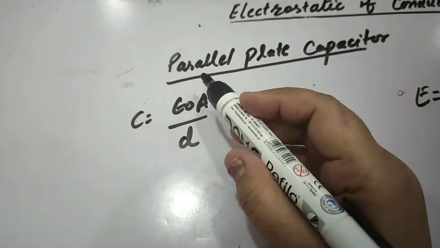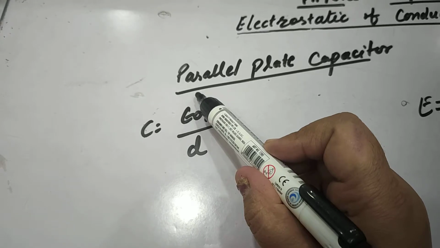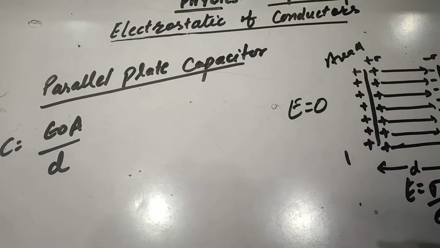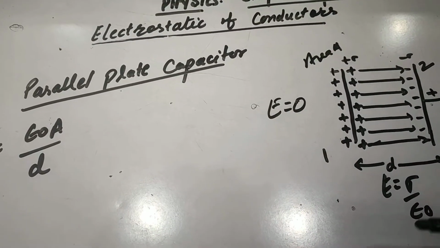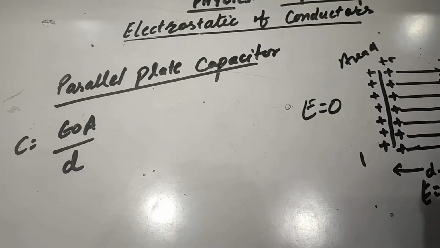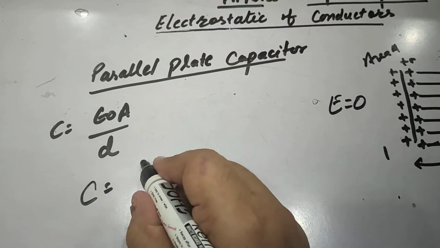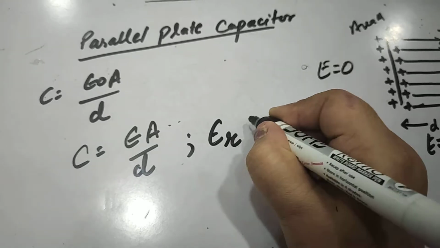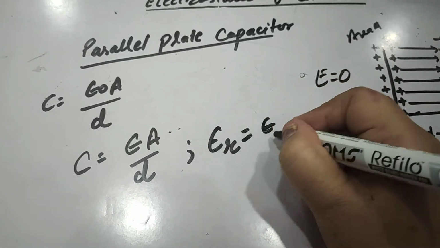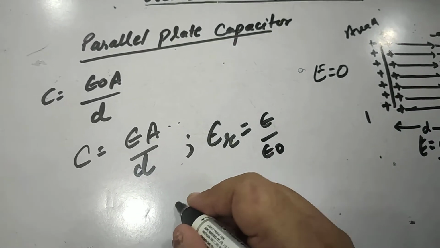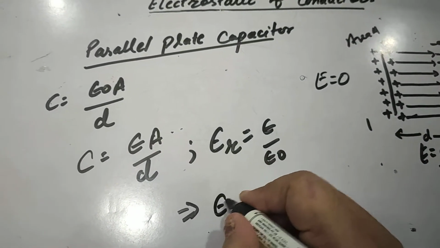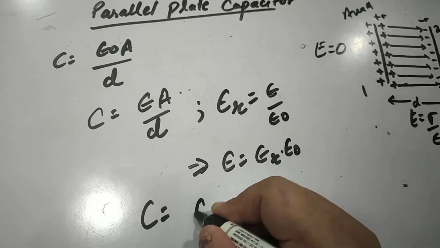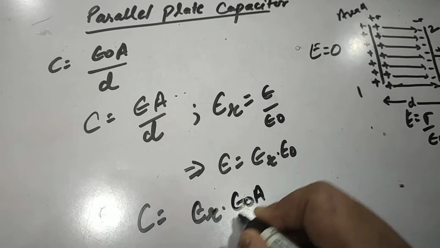This is the case when we have considered that the medium in between the plates of the capacitor is air, means free space. But what happens when some dielectric medium is introduced between the plates of the capacitor? In that case, this expression will change into C is equal to epsilon A by D. Now we know that relative permittivity epsilon R is equal to epsilon by epsilon naught, right? Or we can say that epsilon is equal to epsilon R into epsilon naught. So putting this value here, C is equal to epsilon R epsilon naught A by D.